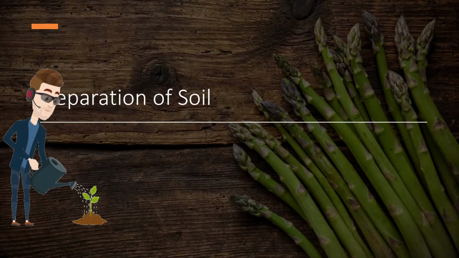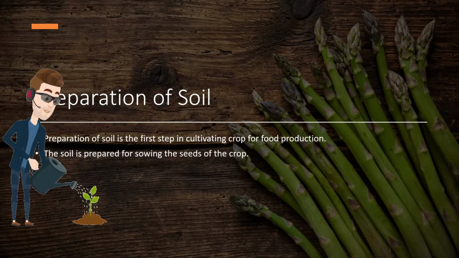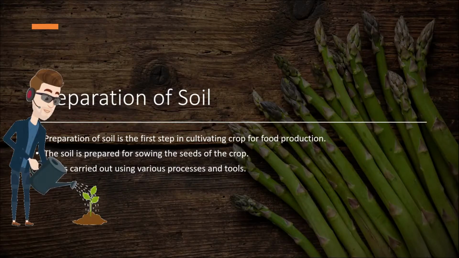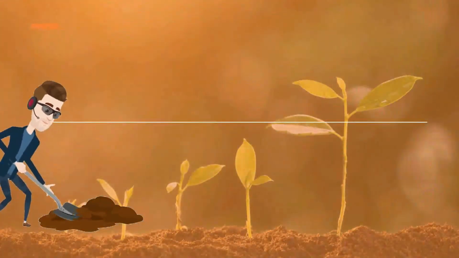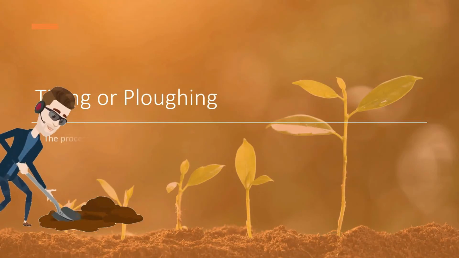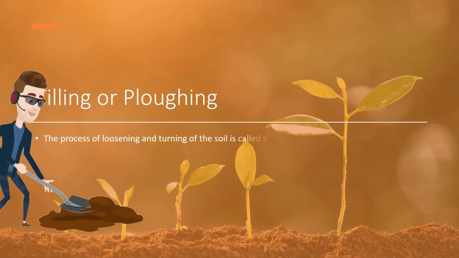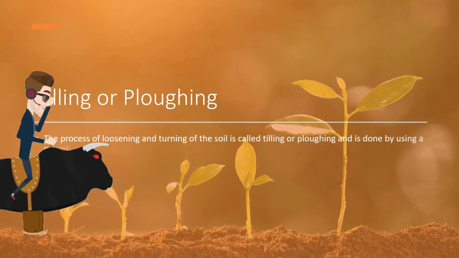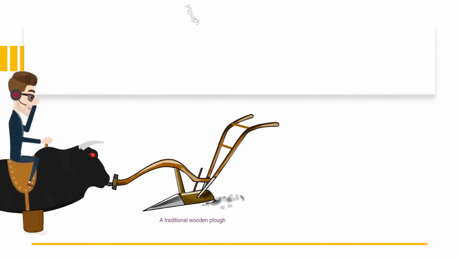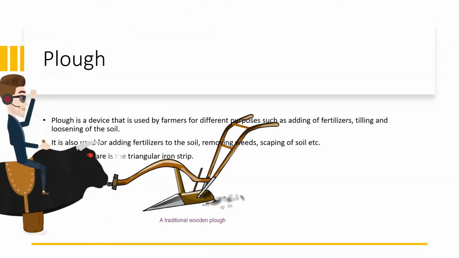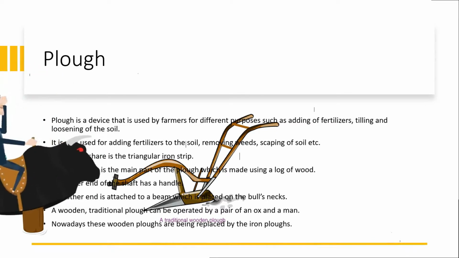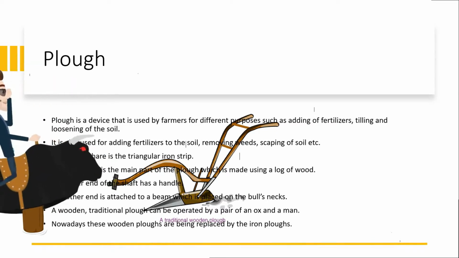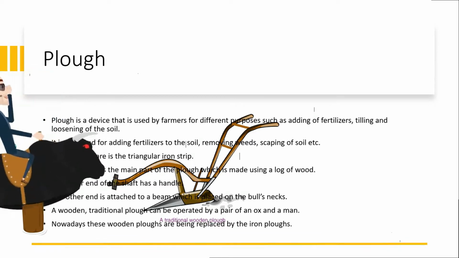Preparation of soil. Preparation of soil is the first step in cultivating crops for food production. The soil is prepared for sowing the seeds of the crop. Tilling or plowing. The process of loosening and turning of the soil is called tilling or plowing and is done by using a plow. Plow is a device that is used by farmers for different purposes such as tilling and loosening of the soil. It is also used for adding fertilizers to the soil, removing weeds, scraping of soil, etc.